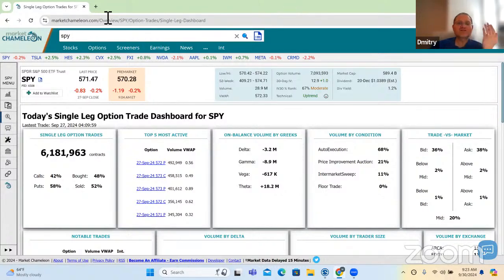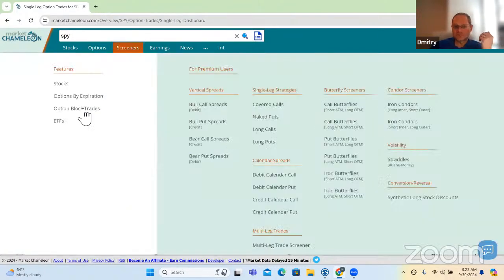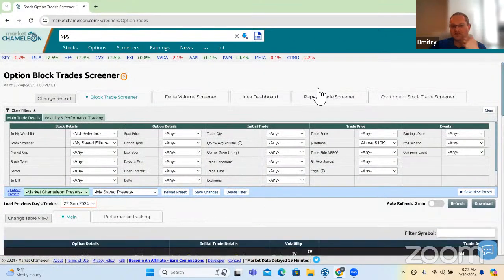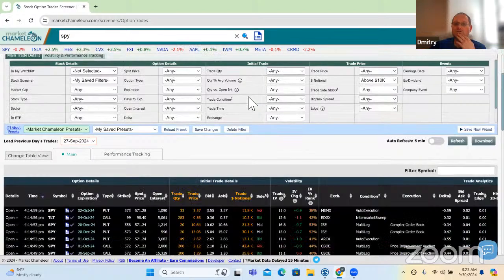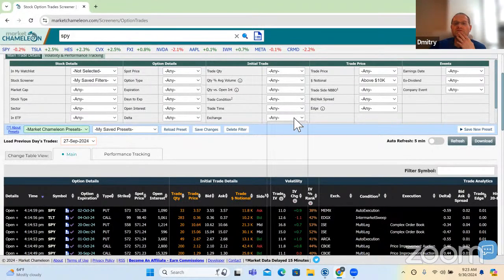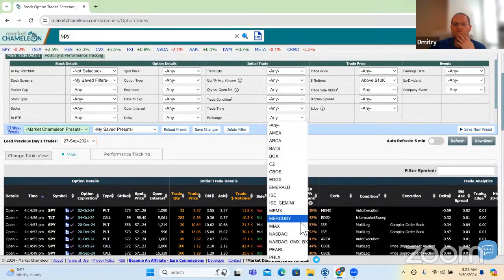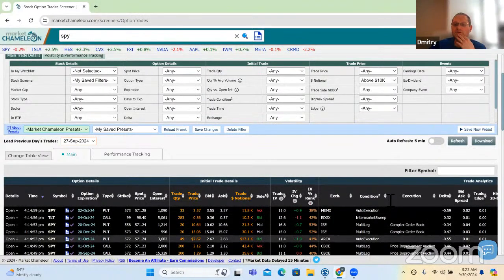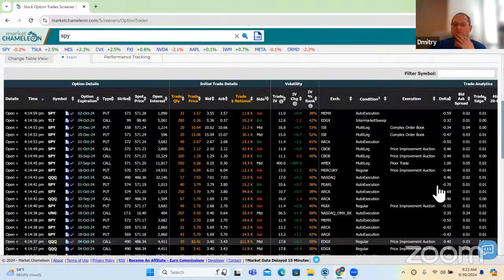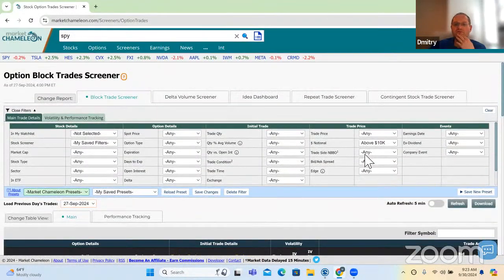Well, let's see if I could find some here. Let's see, an option block trade screener. So this is the option block trade screener, and here's trade condition. Let me see if I could find it. Let me see if I have it available here.